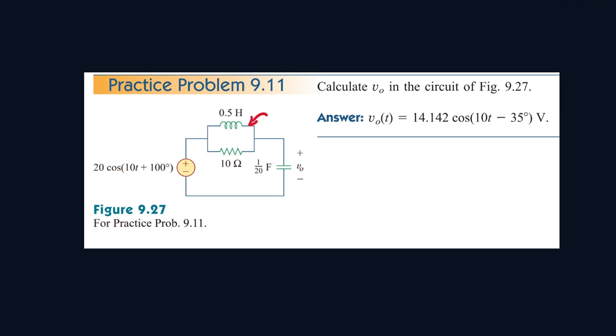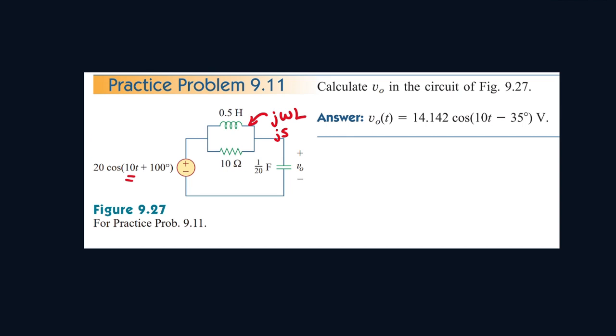The impedance for our inductor will be the imaginary number times the angular velocity times the inductance value. The angular velocity is 10 and the inductance value is 0.5. So it'll just be 10 times 0.5, which is 5, so J5.